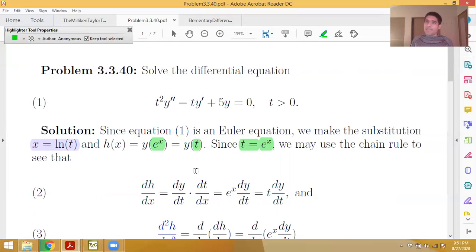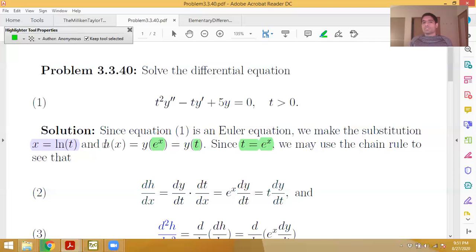So if we find h, then we will effectively have found y, but we're hoping that when we do this substitution, when we view things from the perspective of h of x instead of the perspective of y of t, we get a simpler differential equation. And as we will see, this does indeed turn out to be the case. We're going to go from polynomial coefficients down to constant coefficients.